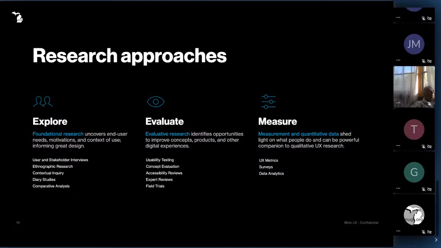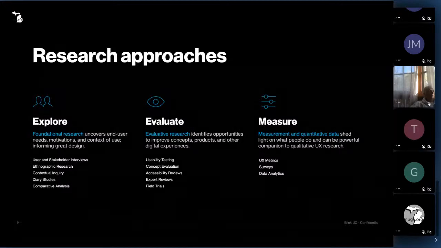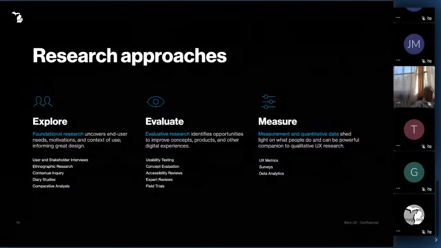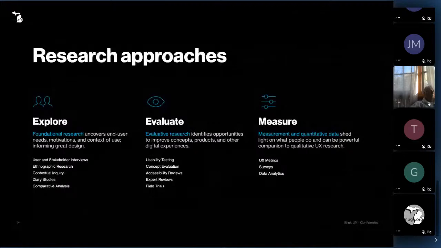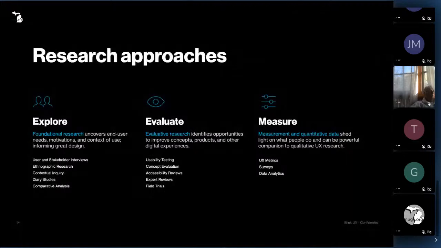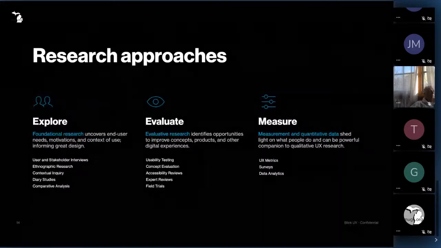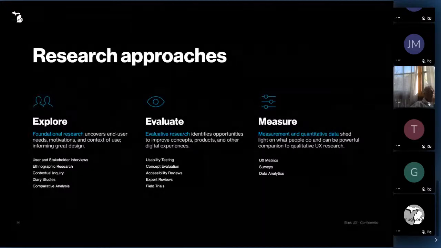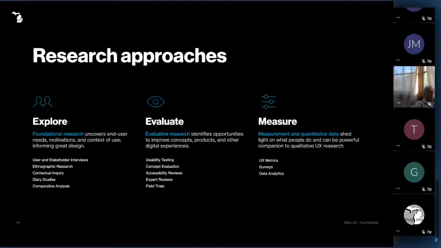So some of the exploratory work can be things like observational studies, where we might go watch people work in their environment. We'll do longitudinal studies, or what we call diary studies, where we'll ask people to report back to us on a regular basis over the course of a few weeks, and ask them a set of questions about particular aspects of their life.